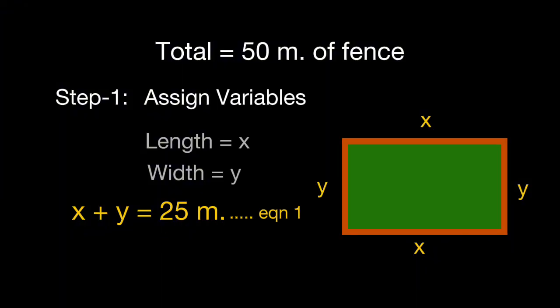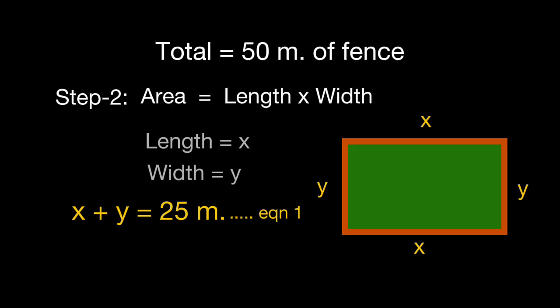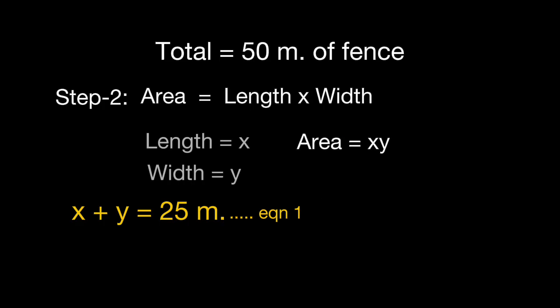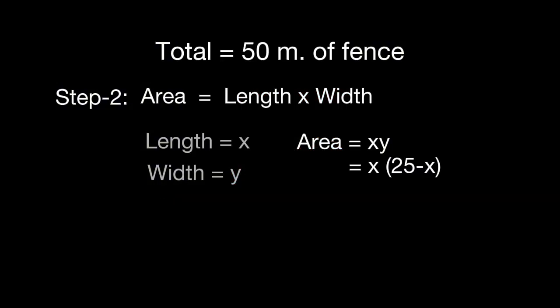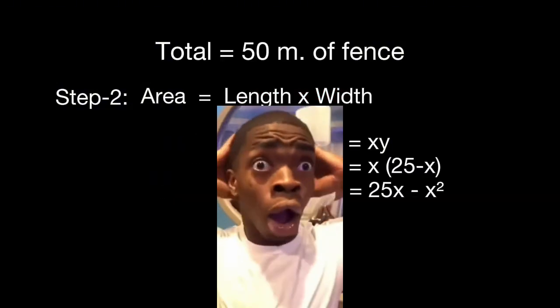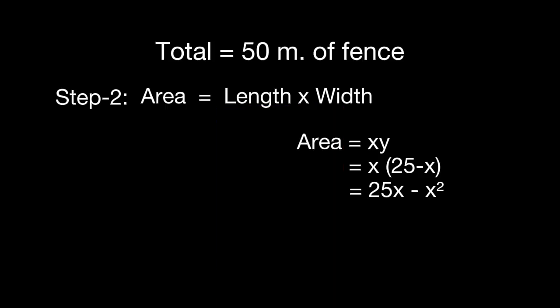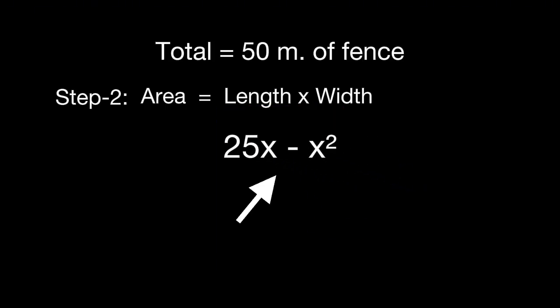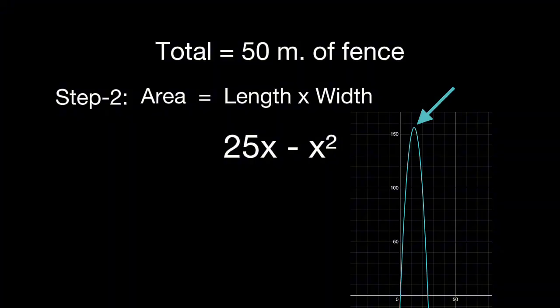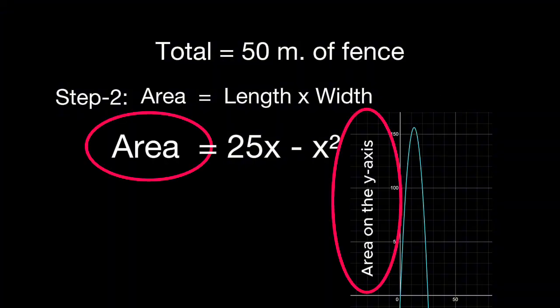Now we want the garden with the largest area, which is length times width, or x times y. We can replace y for 25 minus x from our equation uno, then we multiply, we have 25x minus x squared. Wow, a surprising quadratic equation. Now let's examine this. This is a maximum curve, meaning this has a maximum point, and we're trying to find the maximum area, so let's do it.